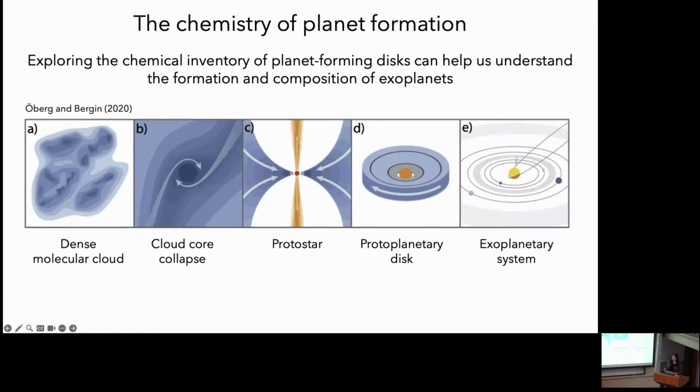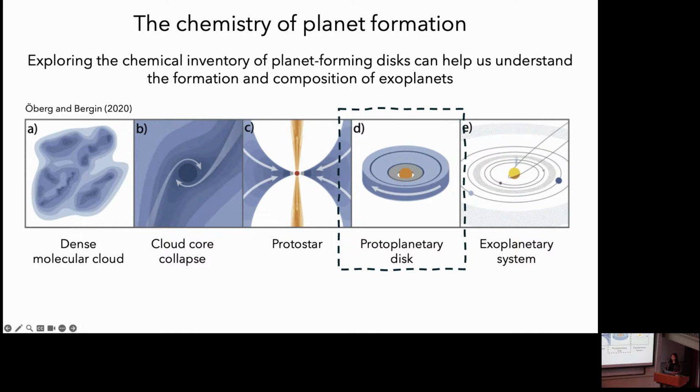As a bit of context, we care about the chemistry of planet formation because it can tell us about the processes that lead to the formation of planets, particularly when we compare the current composition of observed exoplanets with disks. Obviously, this is a multi-stage process going from cloud collapse all the way to a formed exoplanetary system like our own. But the part that I care about is this one, where we have a protoplanetary disk.